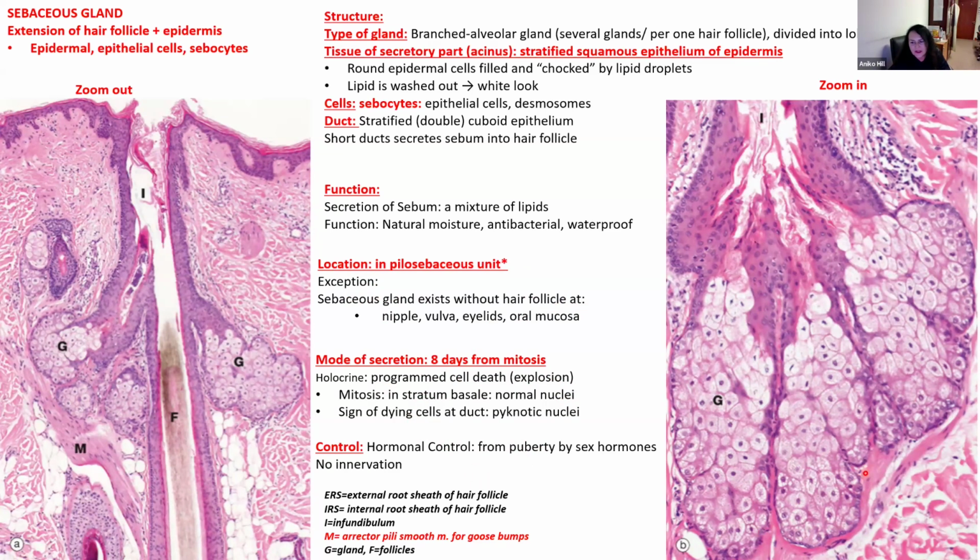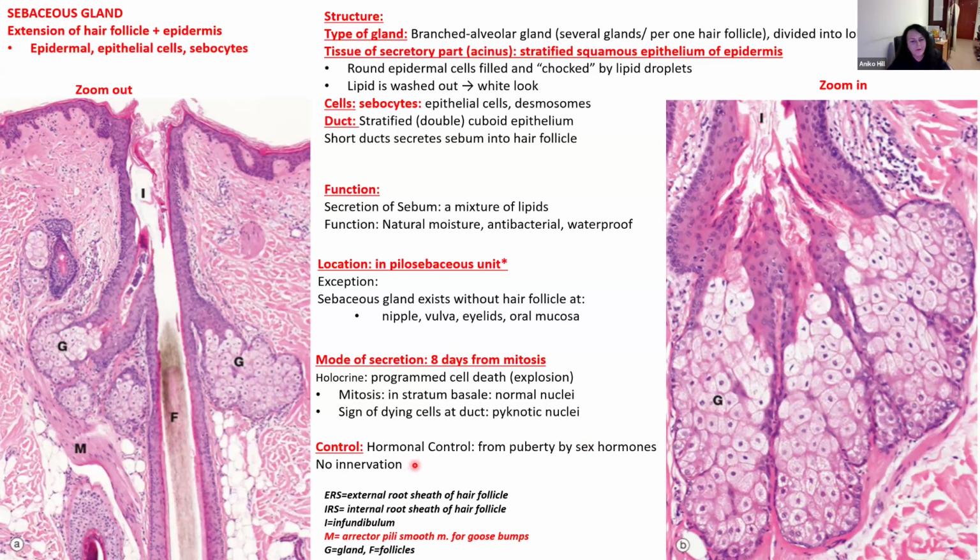The mitosis occurs here in the stratum basale at the edge. Okay, and this is where the cells are having beautiful, normal, round, healthy nuclei. And then comes the migration toward the duct and toward the hair follicle, and the cells start dying. And eventually the cells rupture and the oil flows into the duct and eventually to the surface of the skin.